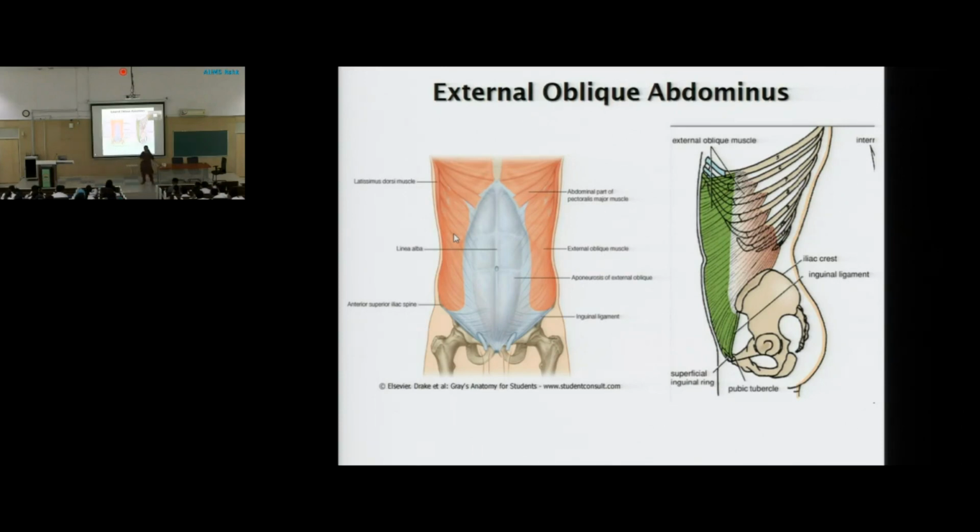linea semilunaris. What is linea semilunaris? It is an imaginary line which separates the rectus abdominis from the other oblique muscles, or you can say the other lateral muscles of the abdomen. These muscle fibers become aponeurotic at the level of linea semilunaris. This is the linea semilunaris, okay? At this point, along this line, these fleshy fibers are going to become tendinous, and they are going to form a flattened tendon.